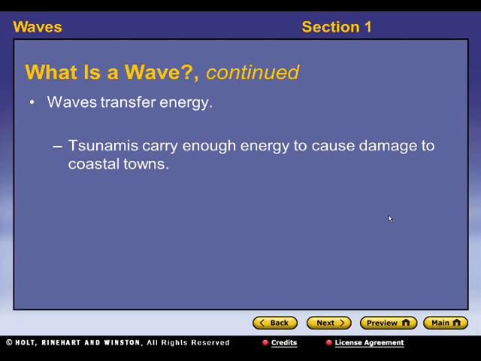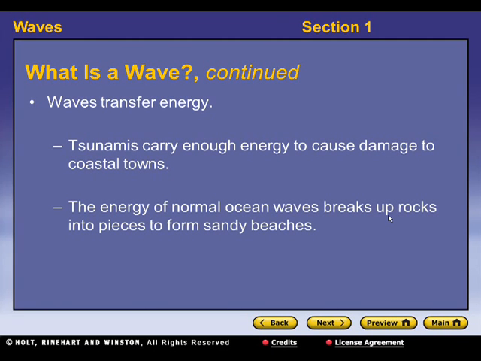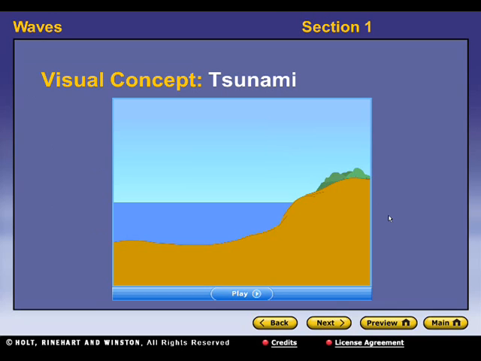Tsunamis carry enough energy to cause damage to coastal towns. We saw that not too long ago in Japan, where tsunamis destroyed a lot of cities. The energy of normal ocean waves breaks up rocks into pieces to form sandy beaches. So all your beaches come from waves that have pounded against rocks, transferred that energy, and broken them up. Now you have sand. So let's watch a little video on tsunamis.